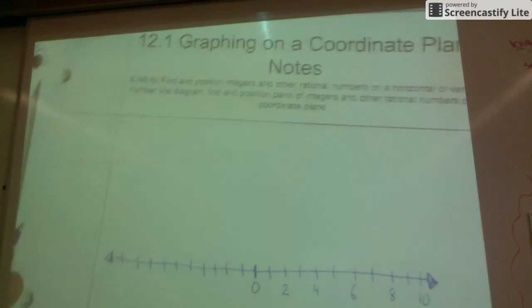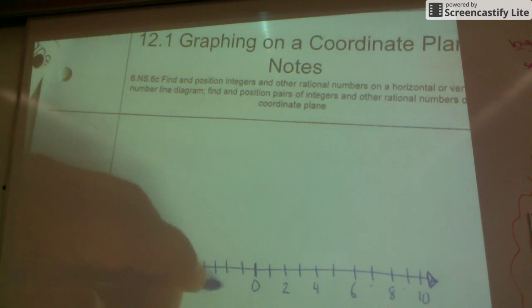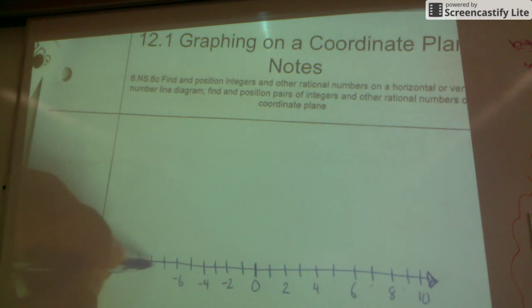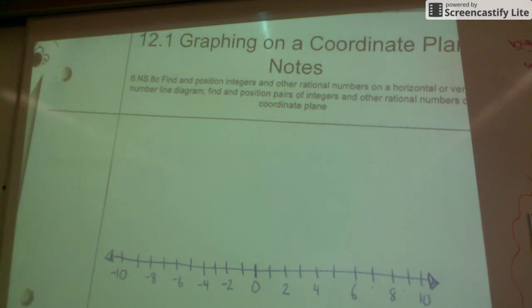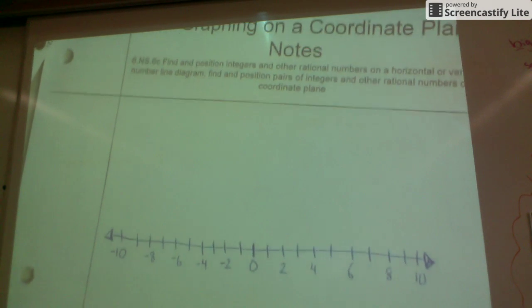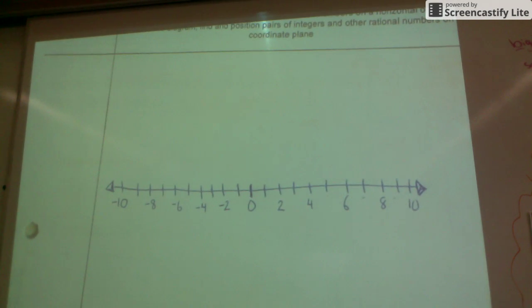And the same thing with the negative side. Negative 1, negative 2, negative 3, negative 4, negative 5, negative 6, negative 7, negative 8, negative 9, negative 10. So this is just our basic number line and kind of what we've always been looking at. Okay, let me move it up for you guys a little bit. So this is our number line.